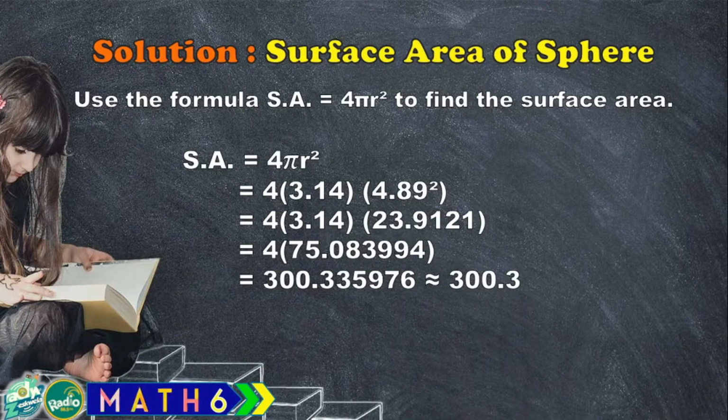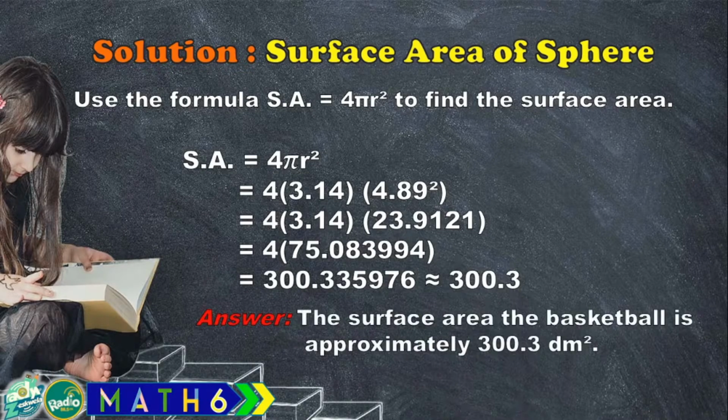Surface area equals 4 times 3.14 multiplied by 23.9121. Then we get 4 times 75.083994. Then we get the answer 300.335976, or 300.3. This means that the surface area of the basketball is approximately 300.3 decimeters squared.